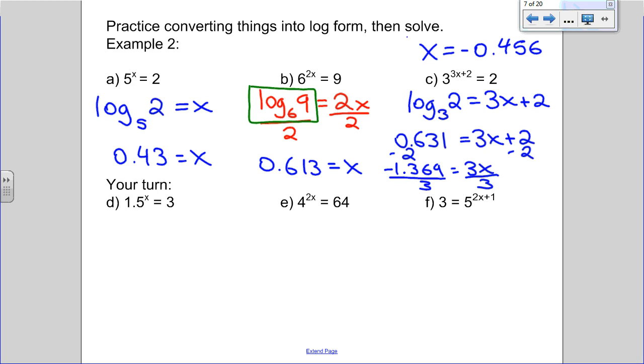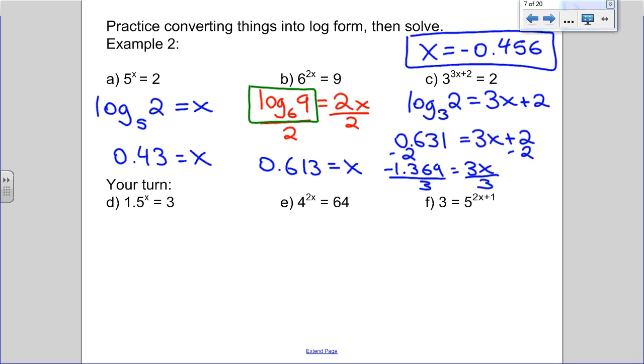Alright, there's 3 more there. I want you to try converting them into log form, and I want you to try calculating to see if you can actually get the answer for it. I'll put my answer on the board, but I'll also come around and check and see if you have any problems.